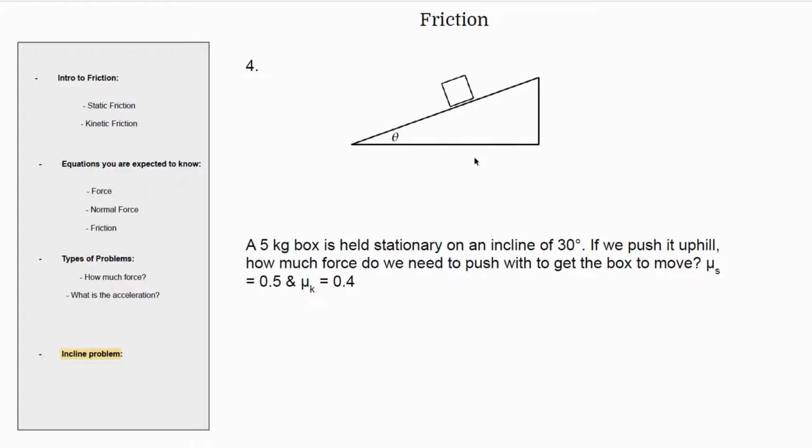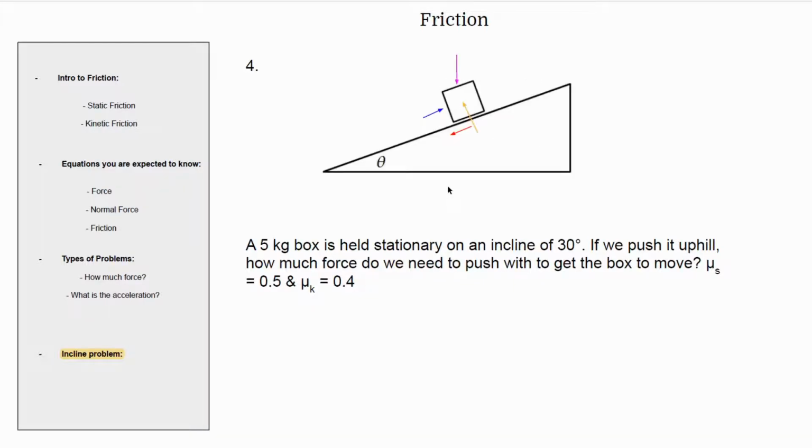Let's take a look at an incline problem. So this problem says a 5 kilogram box is held stationary on an incline of 30 degrees. If we push it uphill, how much force do we need to push with to get the box to move? We are given the static friction as well as the kinetic friction. So where do we start?